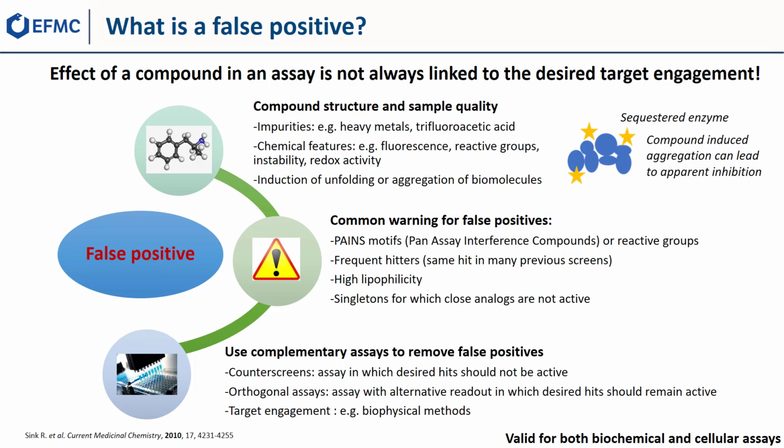And that's the reason why it's extremely important to use complementary assays to remove these false positives. As mentioned, counterscreens are assays in which the desired hit should not be active, and orthogonal assays are assays with an alternative readout in which the desired hits should remain active. Finally, and this is a concept that is extremely important in hit generation, being able to demonstrate target engagement, binding of your compound to the target using, for example, biophysical methods, is extremely powerful.